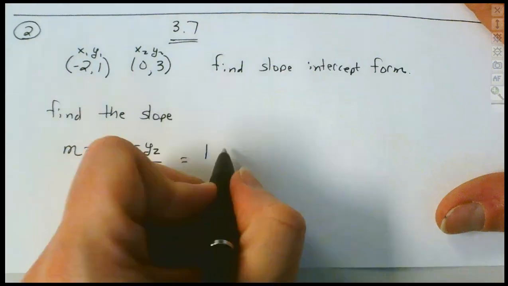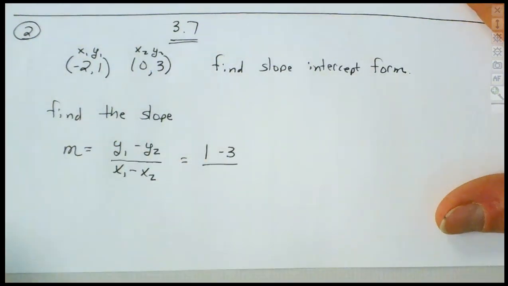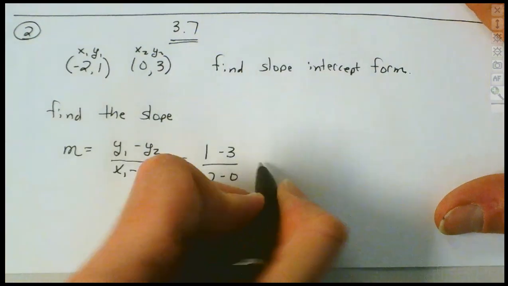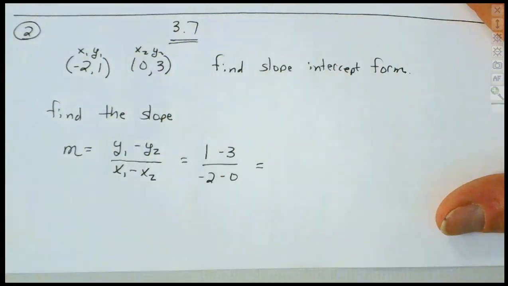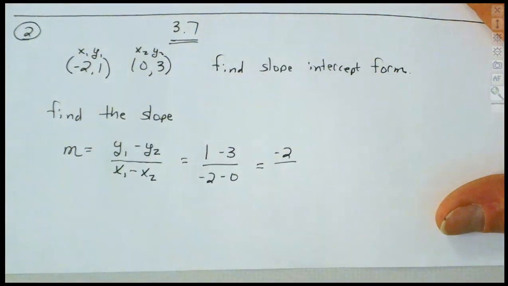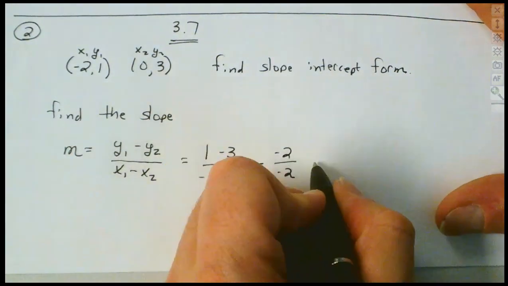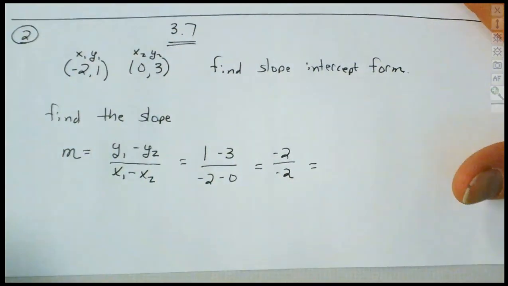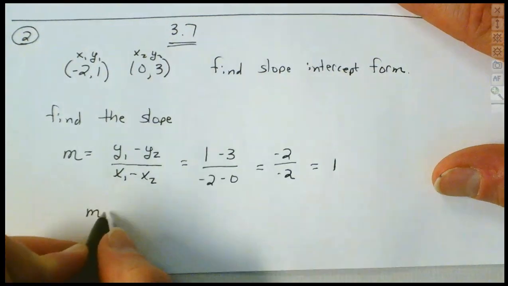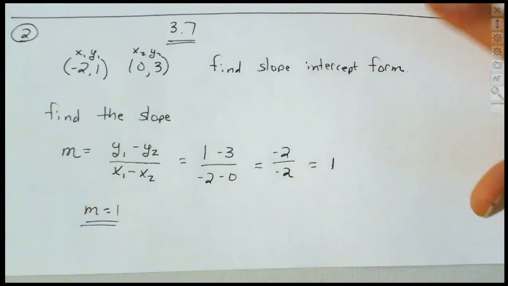So that's going to be 1 minus 3 over -2 minus 0. 1 minus 3 is a minus 2. Minus 2 minus 0 is still a minus 2. Minus 2 over minus 2, that divides out, and that makes it 1. So my slope is now 1. We need to go ahead and find our equation.